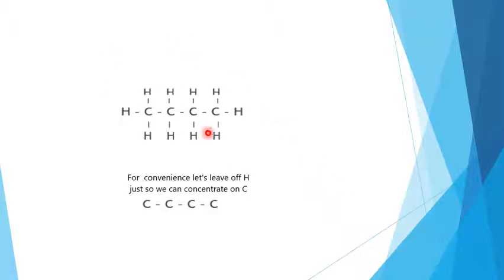All right, so let's take a look at this guy. This is butane. It has 4 carbons. So meat eaters prefer beef. Methane, ethane, propane, butane.